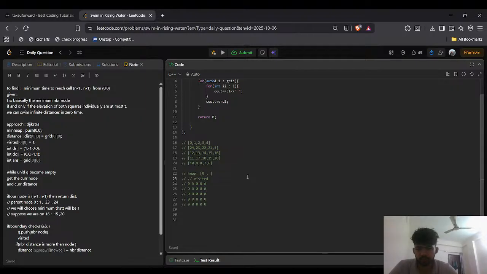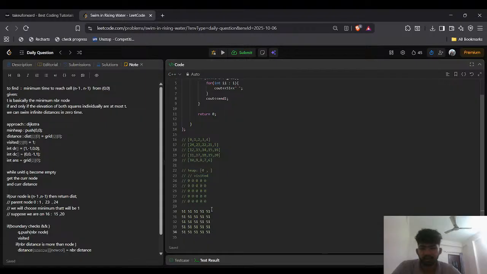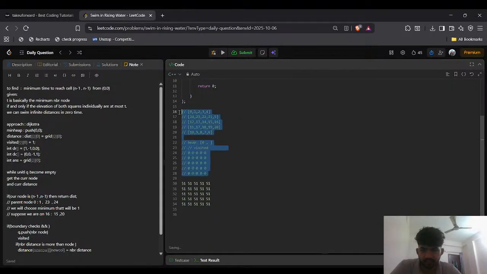Actually, I can do here. No, this is okay. I will uncomment this. Visited. We have visited here and we have distance here. For visited, we need to mark 1 as visited. We have heap and distance is 1. No, distance is not 1. Distance is 0.